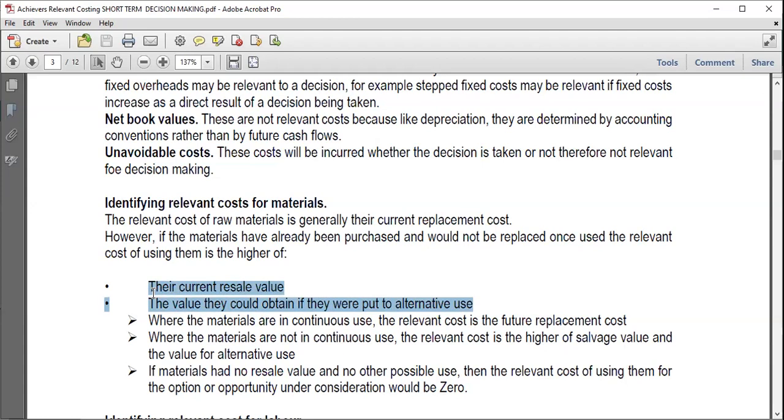You're asking yourself because you want to get the value. As you can see, with alternative use we are looking at opportunity cost. Resale value is also futuristic in nature. You're looking at how much you will earn in case you resell this. So we are trying to look at the alternative use in case we are not going to use them.